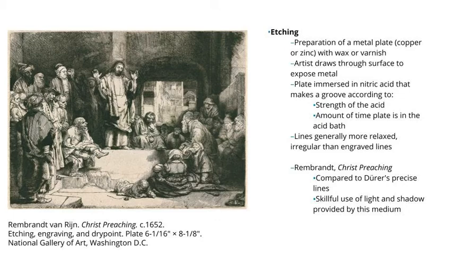Also, there is a very skillful use of light and shadow that you can see in this piece, but it's definitely provided by the medium of etching, and specifically dry point. Being able to make these blurred lines makes you able to really emphasize subtle differences in value.